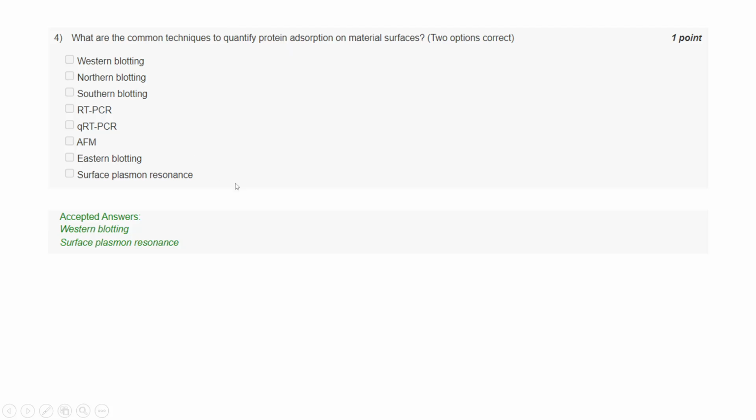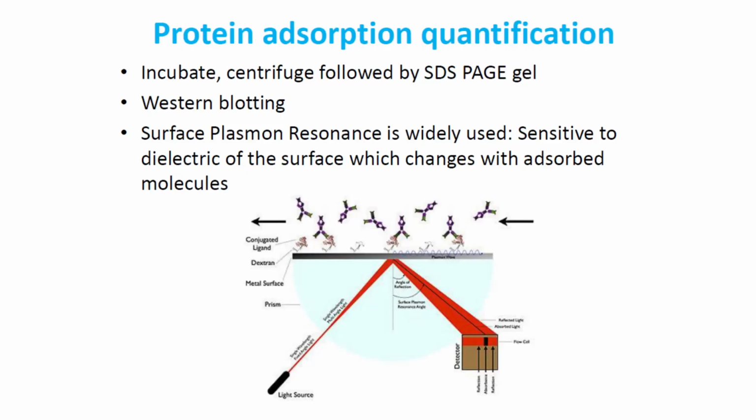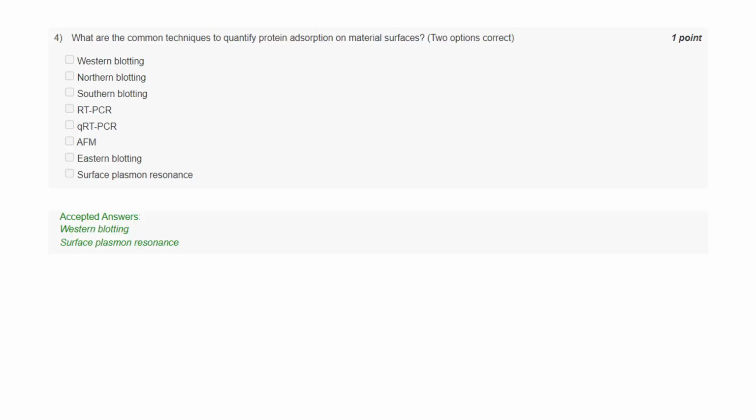Whoever answered AFM, AFM can be used to trace out the surface of a material, but here we have to quantify it. So AFM can just give you an image of what is there on the material surface, but it is not capable of quantifying how much protein is there. So I hope I was clear. So the right answers are Western blotting and surface plasmon resonance, since we want to quantify the protein adsorption.